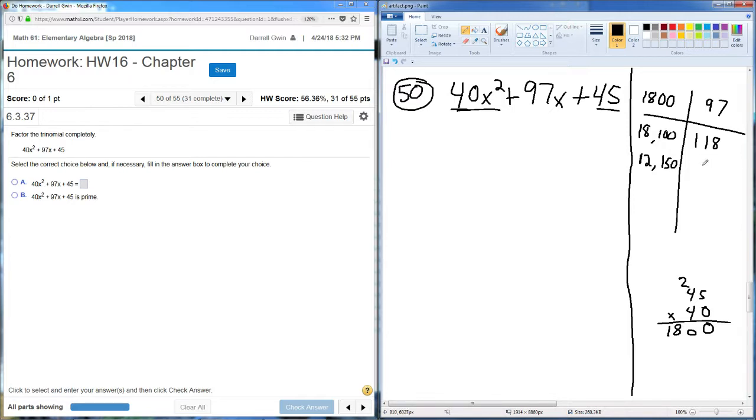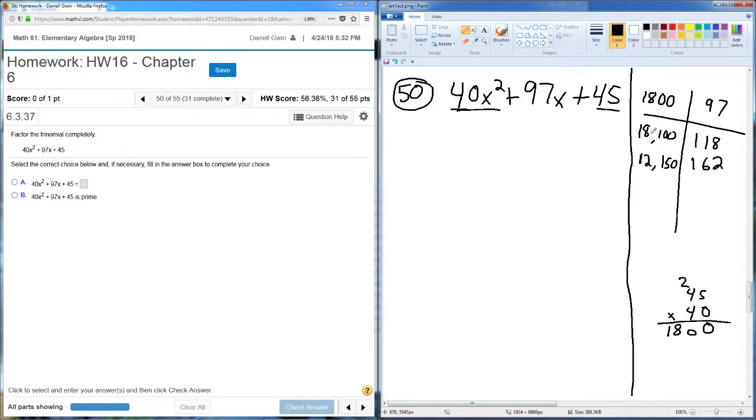Wait, that's wrong. I mean, not wrong. Wait, this is prime. There's no way I can get lower than that 118. Wait, did I do something wrong? I went the wrong way. I went 162. Wrong way. I need to go higher than 18.